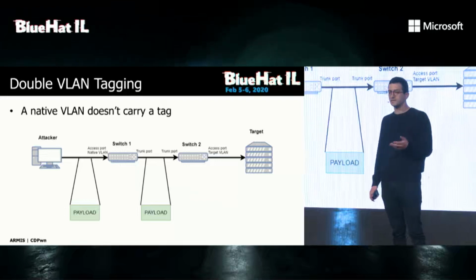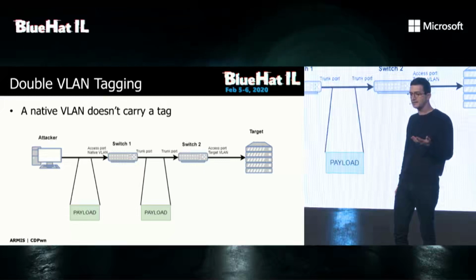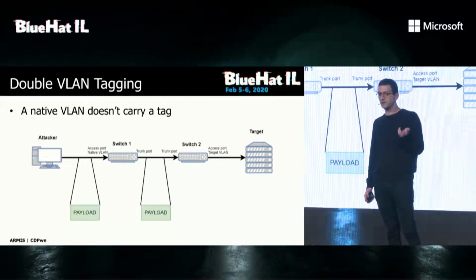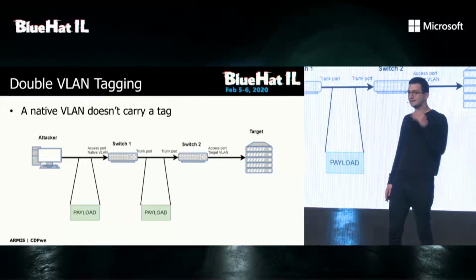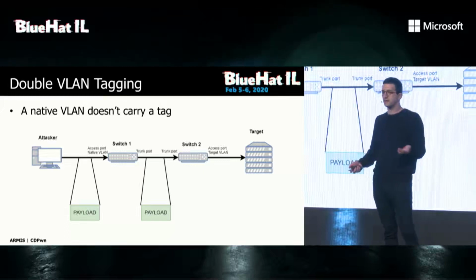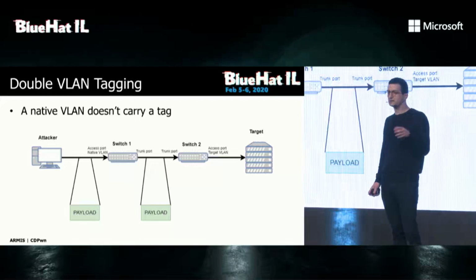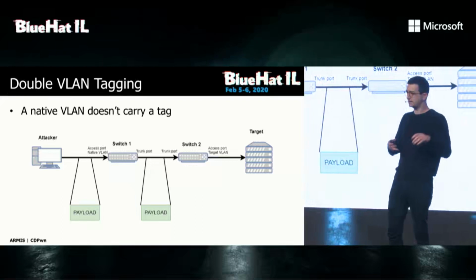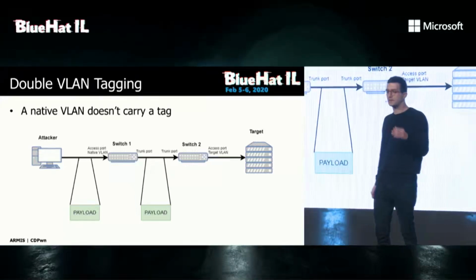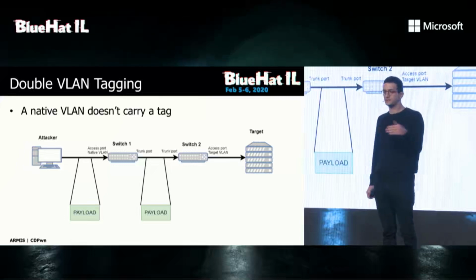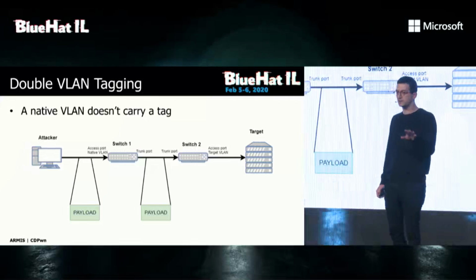So double VLAN tagging is a very old technique. In some cases, it still works today. And it takes advantage of a simple flaw in how VLANs work. Each network has a native VLAN, the VLAN number that would be tagged for any traffic that doesn't have any VLAN header. And the native VLAN number 1 is a very special native VLAN. That means that you can send traffic inside the trunk port without a VLAN header, and that means this traffic belongs to VLAN number 1.